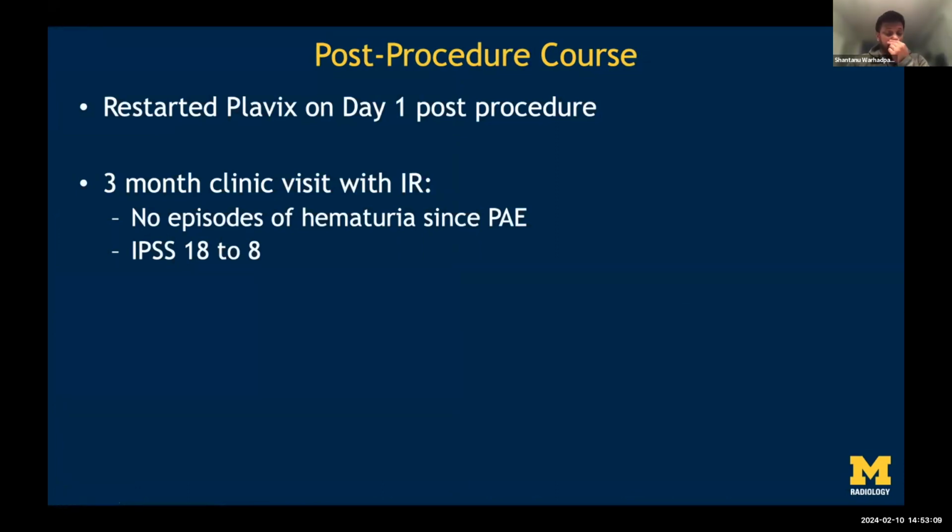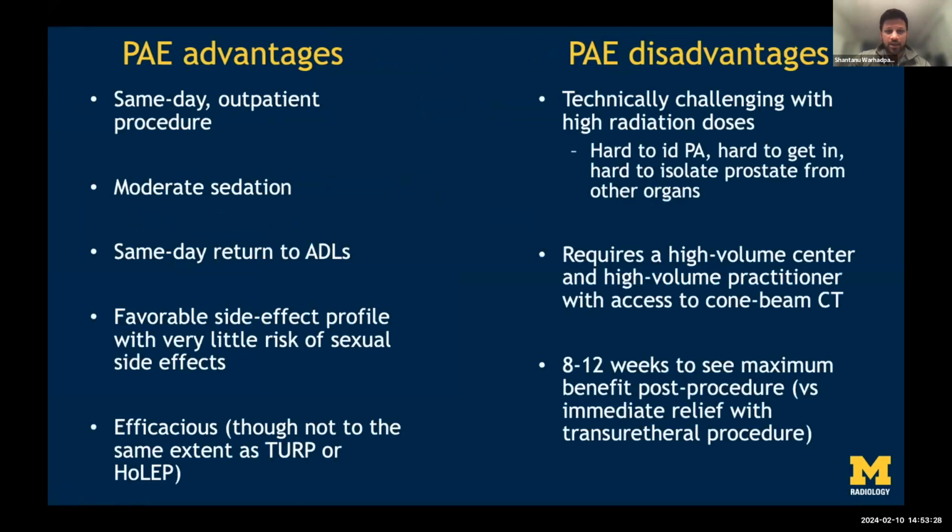We embolized with 300 to 500 micron particles. We restarted Plavix on day 1, given his CAD history and recent stenting. And he did awesome. Three months later, I saw him in clinic. He had no episodes of hematuria. He owned a Mediterranean restaurant, so he got me a whole bunch of Mediterranean food, which was amazing. And his IPSS has dropped from 18 to 8. I believe I've already gone through that.